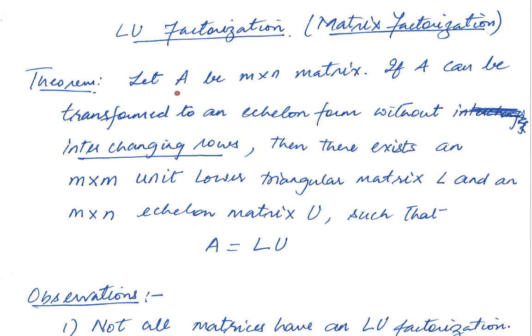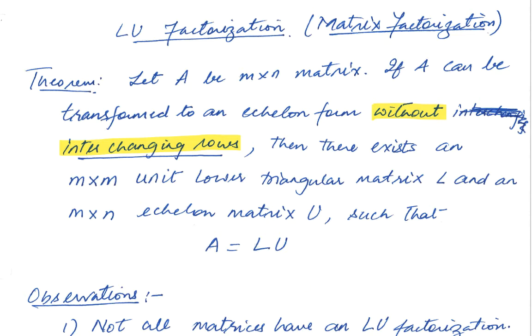The theorem is: if A is an M cross N matrix, and we can transform it to an echelon form without interchanging rows, very important, guys, no interchanging of rows to do LU factorization, then there exists an M cross M unit lower triangular matrix L and an M cross N echelon matrix U such that A is equal to LU.